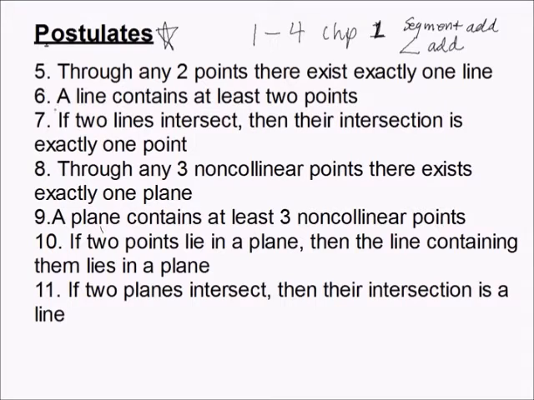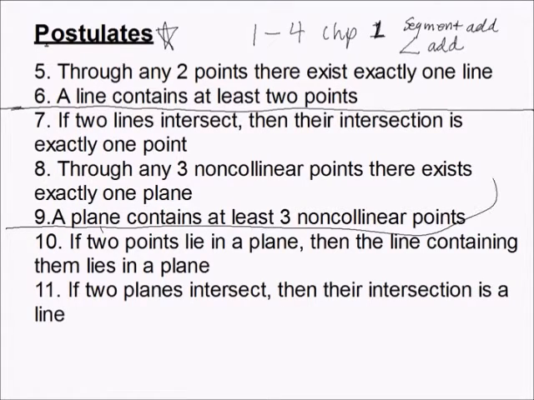So, I mean, some of these are related, like postulate 5 and 6. Those are converses of each other, okay? You can write them backwards and forwards. So, let's see, 7 and 8. Well, those are not related, but 8 and 9 are kind of related, okay?